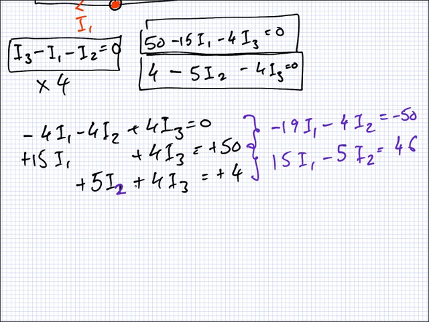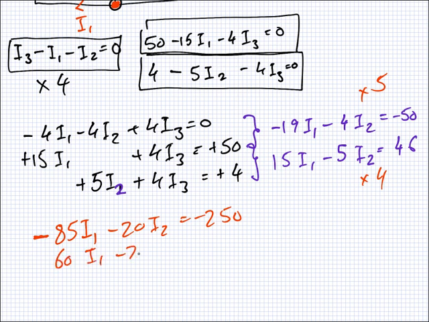Now, for these two equations, what would be the easiest thing to do? I think we could multiply this by 5 and this by 4. 19 times 5 is 95, so 95I1 plus 20I2 equals 250. And 60I1 minus 20I2 equals 184, not 85. I knew something was a bit fishy there.